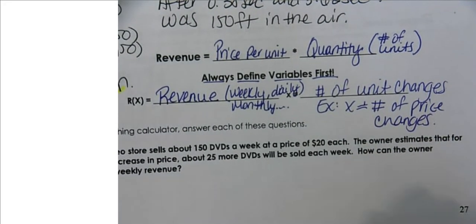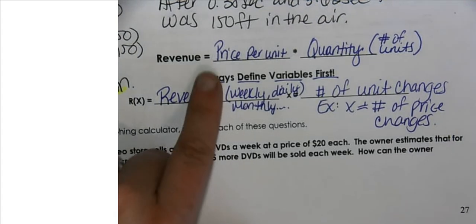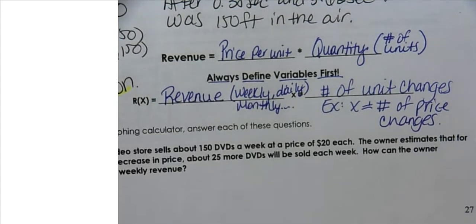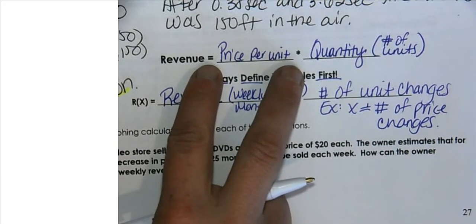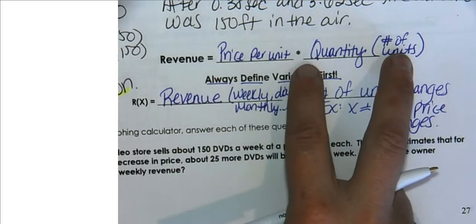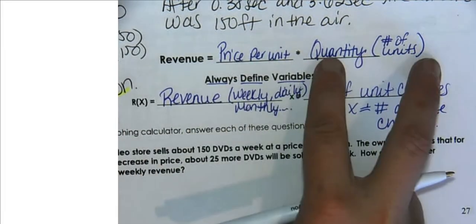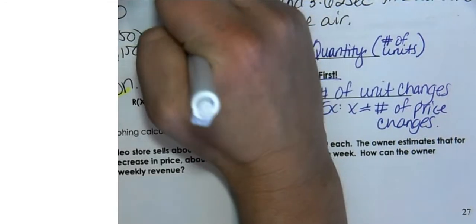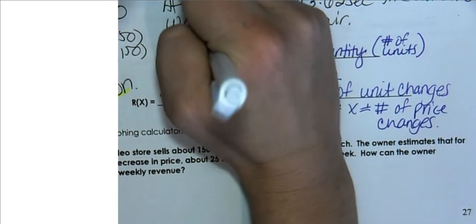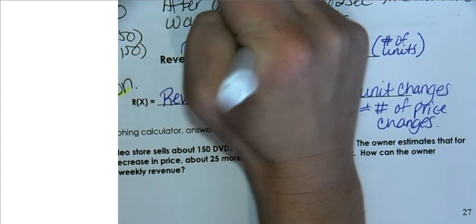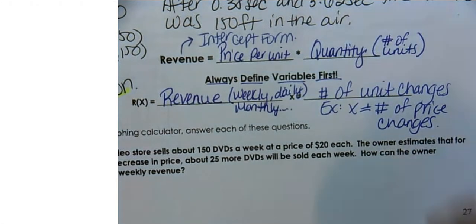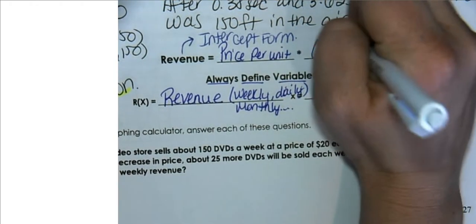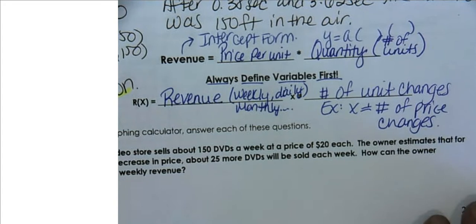Etc. Please also note that revenue is a function that is not in standard form. Revenue is going to be a function that is one quantity or one thing times another thing. So whenever we are talking about a product, revenue is always written in intercept form. Remember that intercept form is where you have y is equal to a times a set of two parentheses.